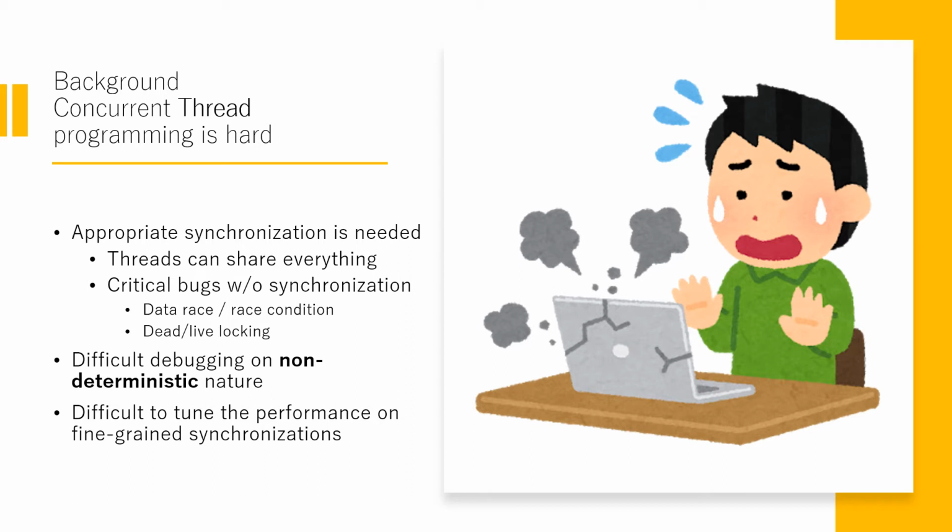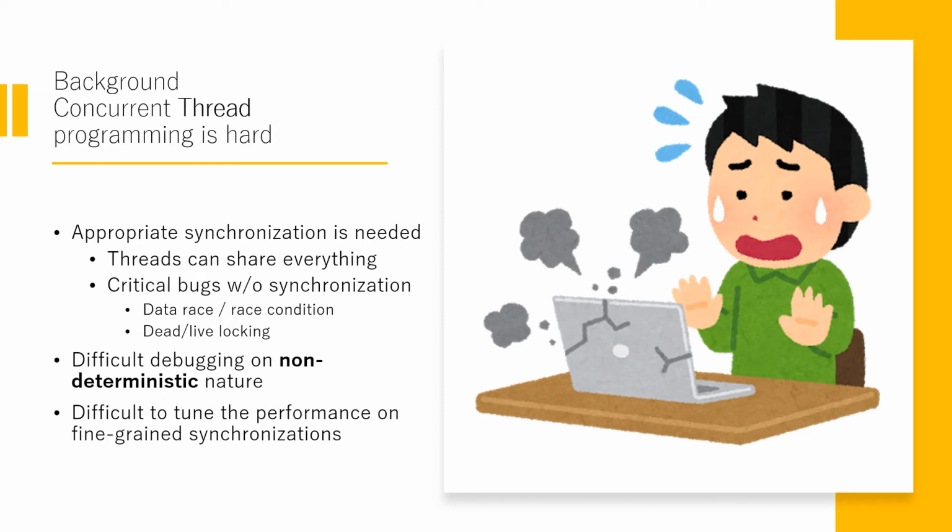However, I believe threading is too hard to make correct programs because we need to care about many things, especially correct synchronization. If we forget to write synchronization with locks and so on, there will be critical bugs, because of data races, race conditions, deadlock, and livelocking. Furthermore, these bugs are difficult to debug because of their non-deterministic nature. Non-deterministic means you cannot reproduce the same issues easily.